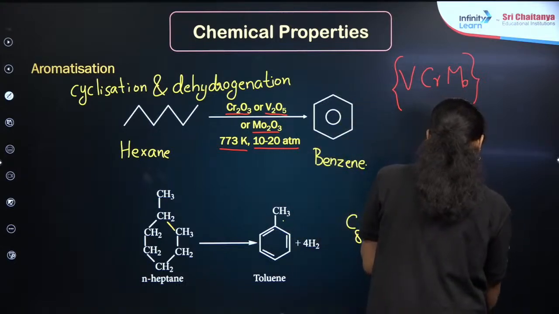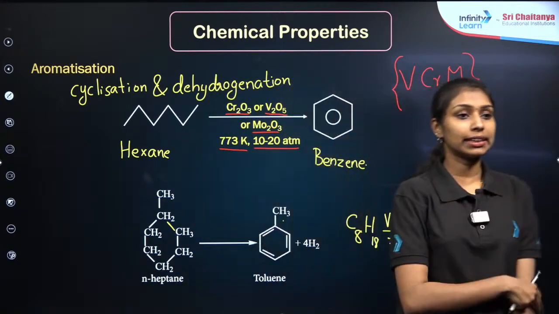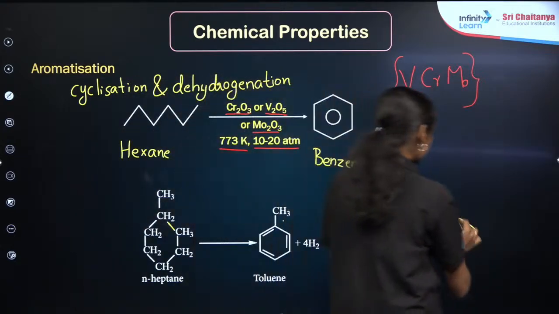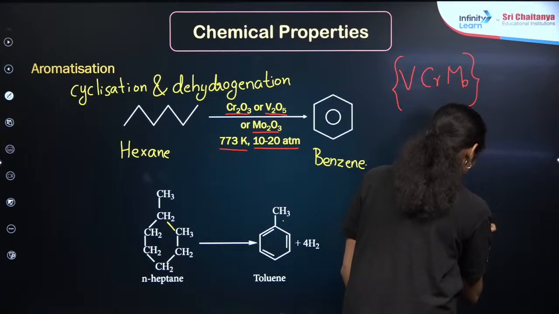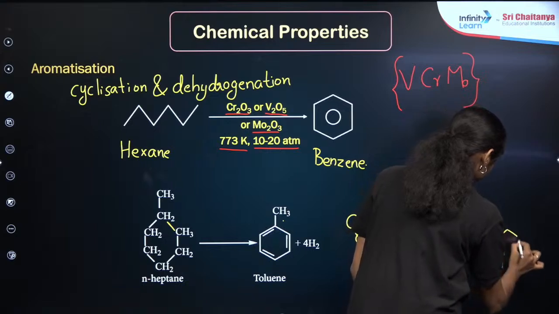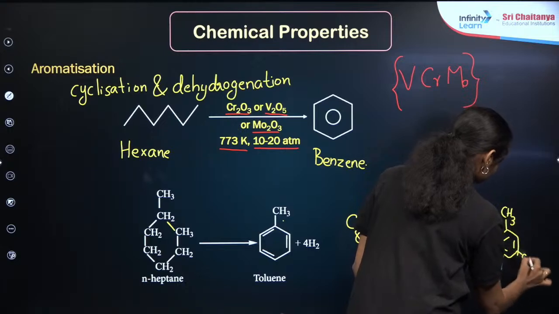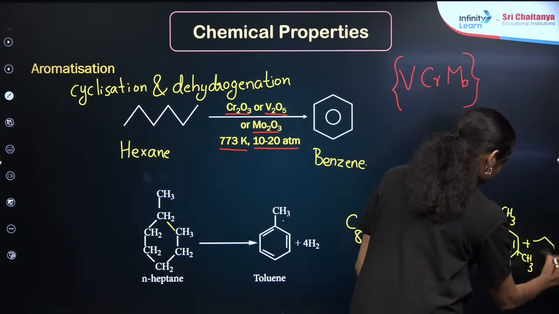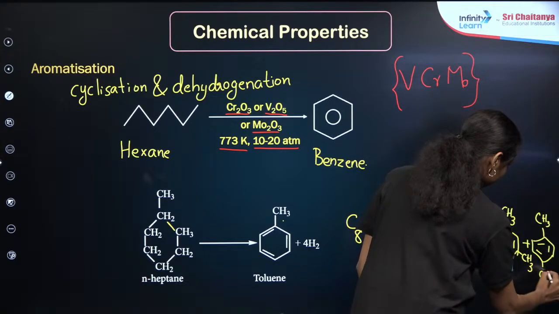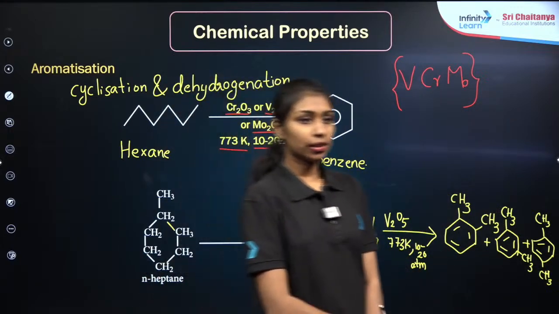What will happen? This will be our benzene molecule which is formed by the 6 carbon atoms. Then how many carbon atoms are remaining there? 2 methyl groups may be present. So I can say that one will be branching like this. 2 methyl groups will be present there.